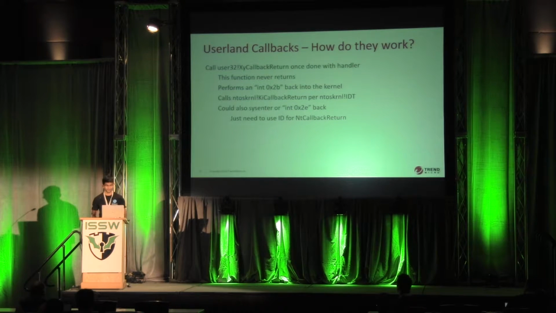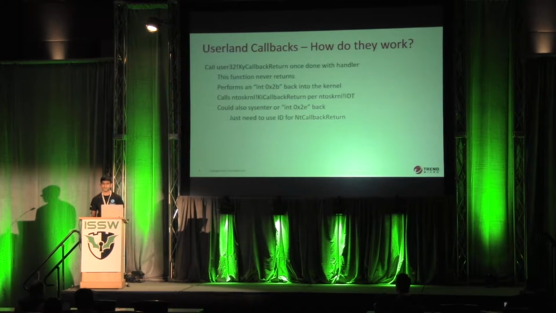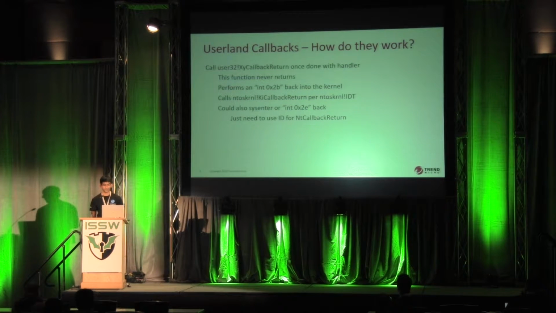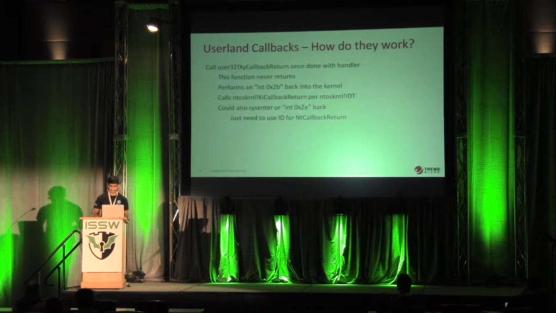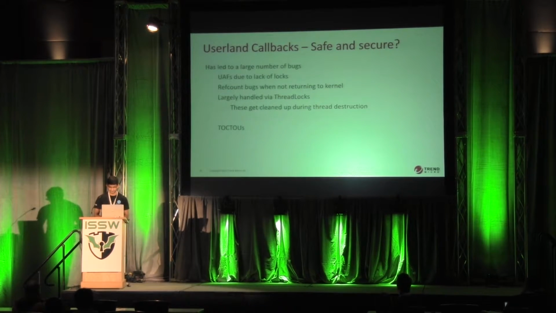What it does is it performs an int 0x2b back into the kernel, and if you look at the kernel's interrupt descriptor table, you'll see that that ends up calling KiCallbackReturn. I don't quite know why they do it this way instead of making a sysenter or an int 0x2e, as they do for all other syscalls, because you could use a syscall ID for NtCallbackReturn and do the exact same thing. I know there is a reason. It's probably legacy and historic, but I don't know. So if anyone happens to, I'd be curious.